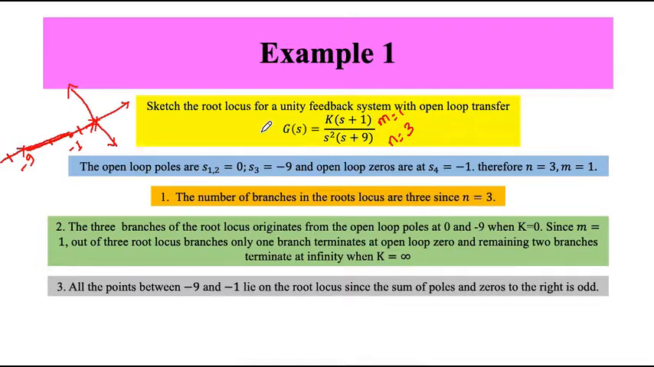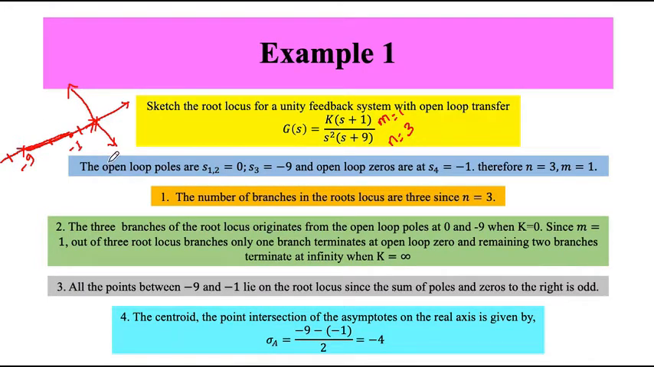Okay, now we need to find out how these 2 guys will move. Out of these 3, 2 will move towards infinity. So first we need to find out what is the centroid point. To calculate the centroid point, we will take the sum of the real parts of poles minus the sum of the real parts of zeros, divided by n minus m, that is 2. Okay, so I get my centroid at minus 4, somewhere in between. I'm not drawing to scale, I'm just roughly drawing it.